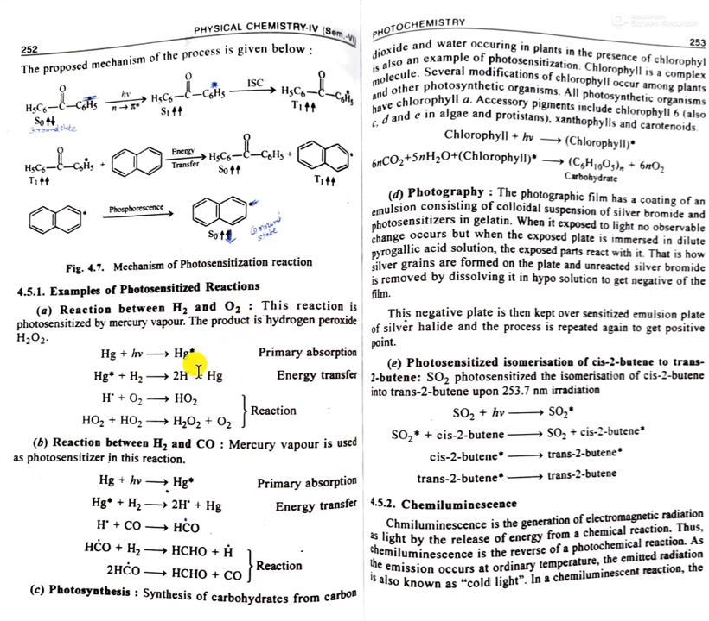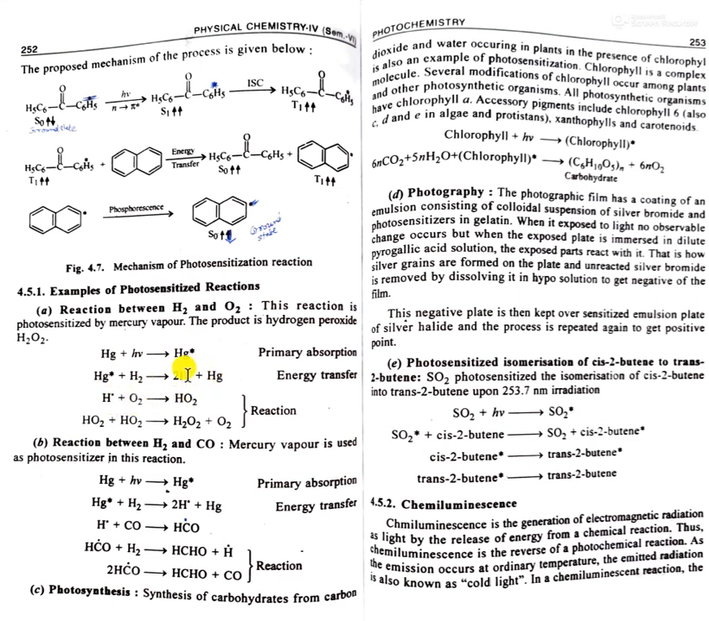Here mercury is used as a photosensitizer. Mercury absorbs a photon and gets converted to the excited state. Then this excited state mercury atom transfers its energy to a hydrogen molecule, and hydrogen free radicals are formed. Then Hg star will get converted to ground state Hg after this energy transfer.